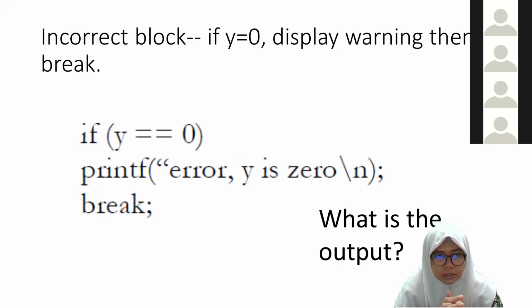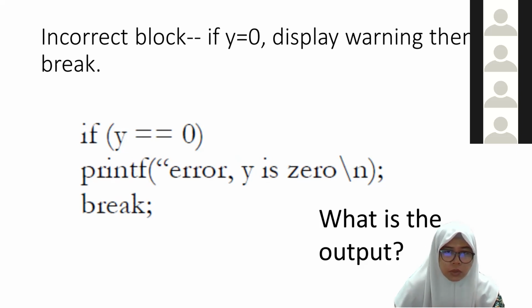This is an incorrect block. Okay, if y, my purpose is like this: if y is equal to 0, I need to display a warning, and then I need to break from this conditional statement. Okay, now, do you notice any error in this case?